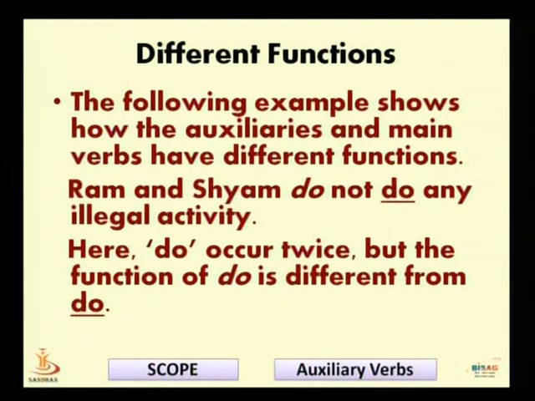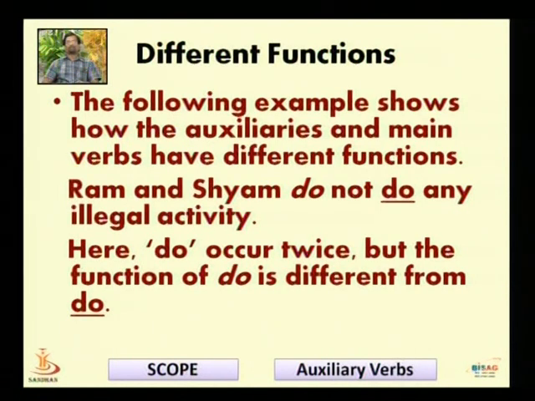I have given you a very fine example, friends. You may read, Ram and Shyam do not do any illegal activity. Now I have italics. You find do in italics, and the other do is underlined. Now let us consider how they appear here and how they function differently.